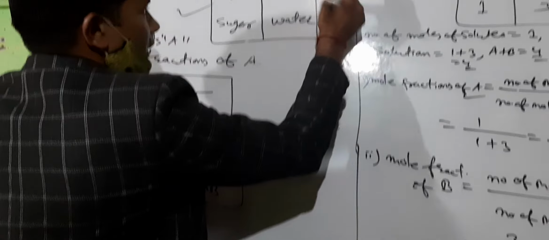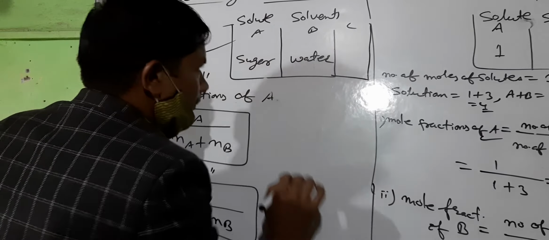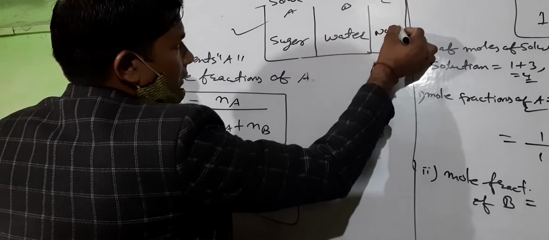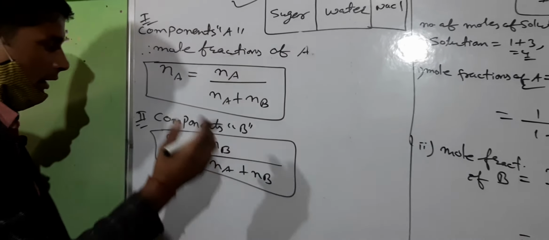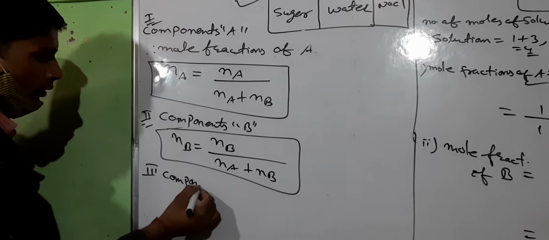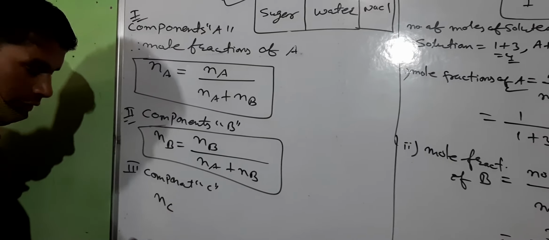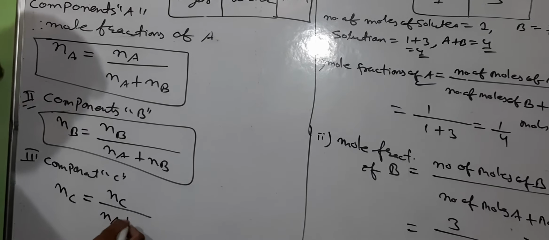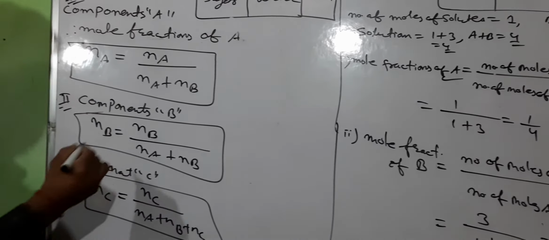If there is a third component C, suppose here C, and water, suppose NaCl salt. What is the mole fraction of C? In the third case, the third component C, the mole fraction of C equals Nc by the total, Na plus Nb plus Nc. So these are your concentration terms.